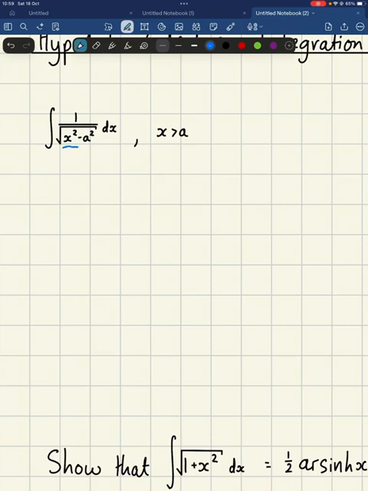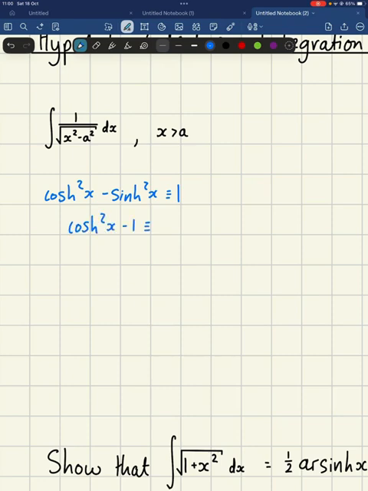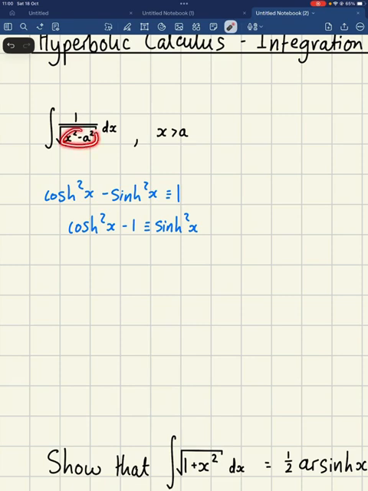Our main identity, because we've got something squared minus something squared, is cosh squared x minus sinh squared x is 1. But here we've only got one x term and we're subtracting a constant, which would be 1. So we have to get it in the form of x squared minus a squared. To do that, we add sinh squared x to both sides and subtract 1, as if it's an equation. So we get cosh squared x minus 1 is sinh squared x. Now we've got it in the form of the x term squared minus a squared.